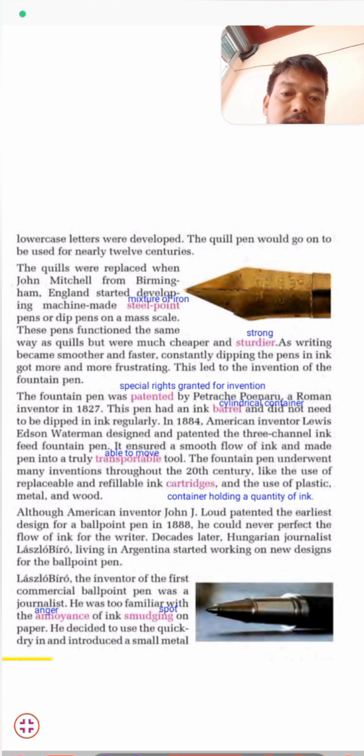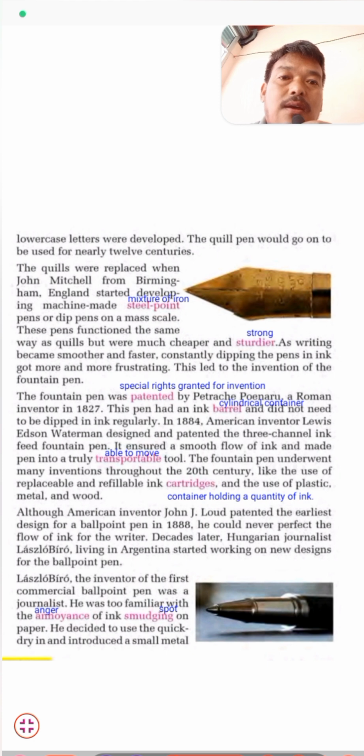Hungarian journalist Laszlo Biro, living in Argentina, started working on a new design for the ball pen. Again, after the invention of all these earlier pens, a Hungarian journalist was going to discover the next pen and start working on a new design for a ball pen.